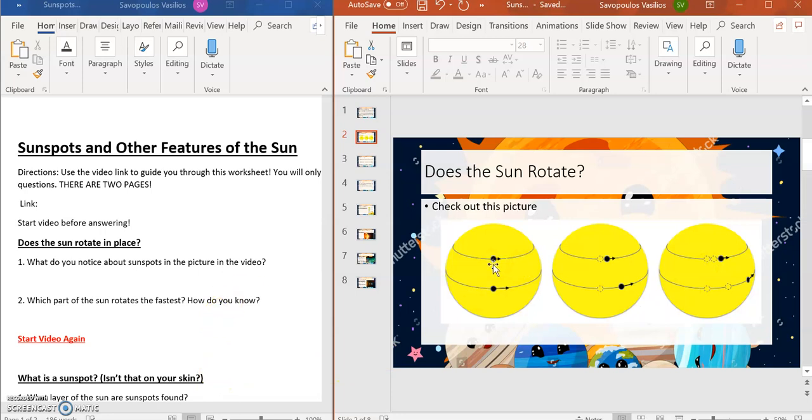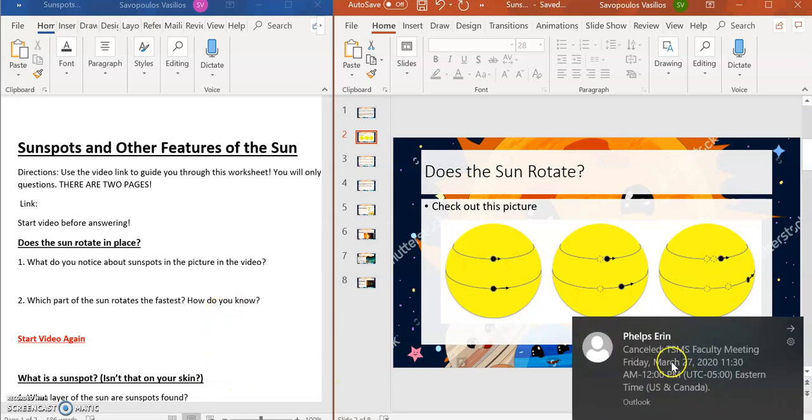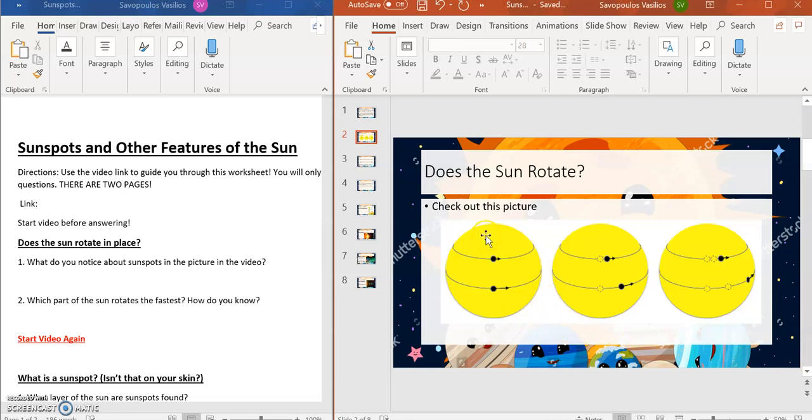So what you should have noticed about these sunspots is that maybe they're moving at different speeds, okay? And yes, the sun rotates, and we know that because we see these sunspots are moving. And so if I asked which part of the sun rotates the fastest, I'm hoping that you said the middle. As you can see, they started at the same place, but the sunspot in the middle versus up here moved much more quickly than the other one. All right, and so we know that the middle of the sun or the equator of the sun moves faster because the sunspots move faster.